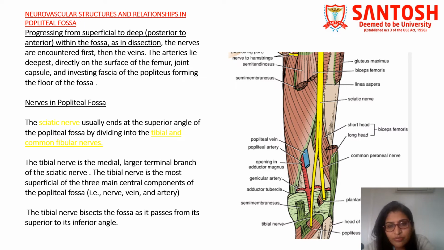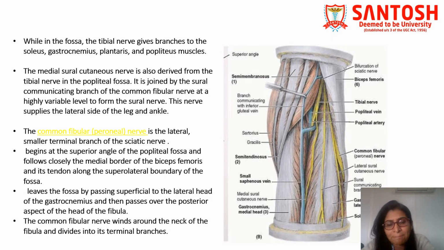Now the tibial nerve, the medial larger branch, is the most superficial of the three main central components of the popliteal fossa, that is the nerve, vein and artery. It bisects the fossa as it passes from its superior to the inferior angle. While in the fossa, the tibial nerve gives branches to the soleus, gastrocnemius, plantaris and popliteus muscles.